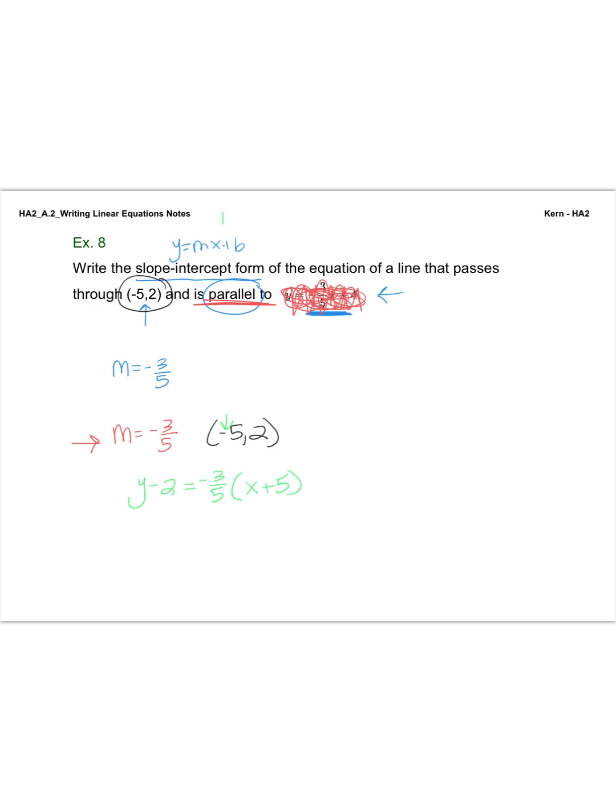And then I'm in slope-intercept form because that's what I'm told. So now I need to isolate the y here. So y minus 2 equals -3/5 x minus 3. And then I'm going to add 2 to both sides. So -3/5 x minus 1. That is my final answer. Okay, that's the line that's parallel to this hidden line now.